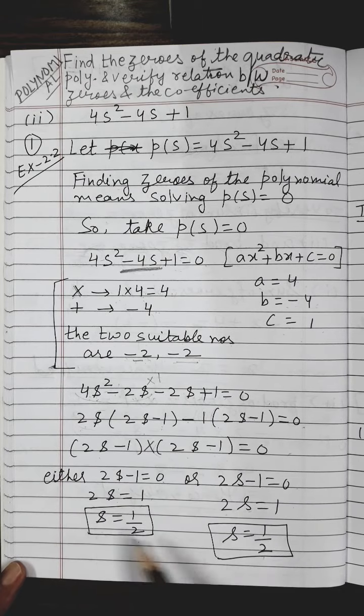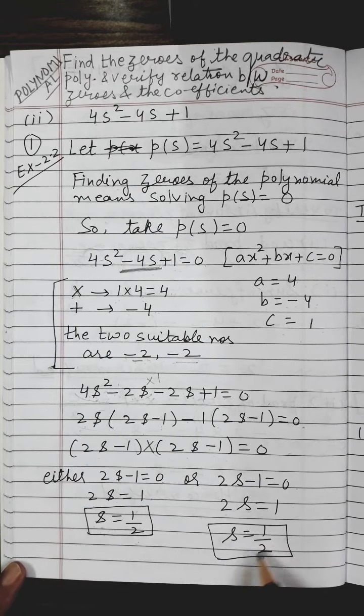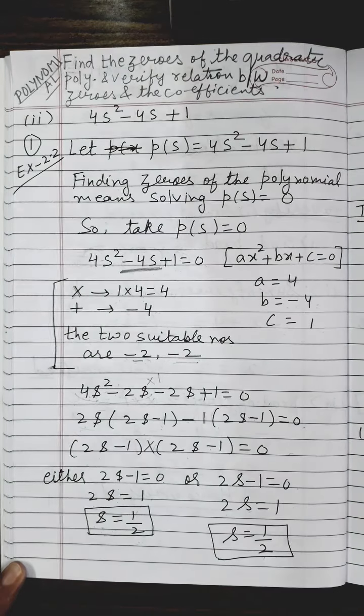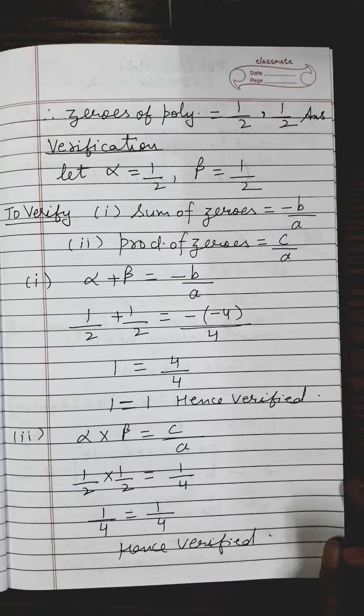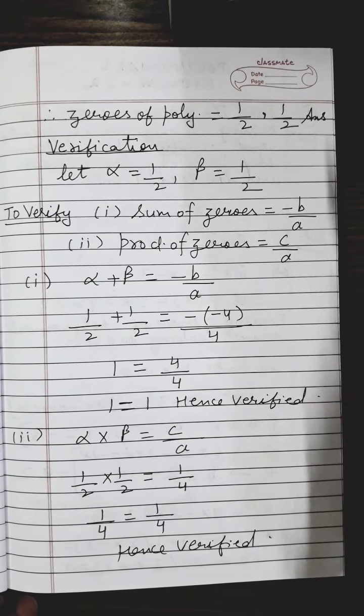So what do you notice here, children? Both the values of s are the same, half and half. These values of s are called the zeros of the polynomial 4s square minus 4s plus 1. So what will be your first answer? You will write it like this: zeros of the polynomial equals 1 upon 2 comma 1 upon 2. This is your first answer.